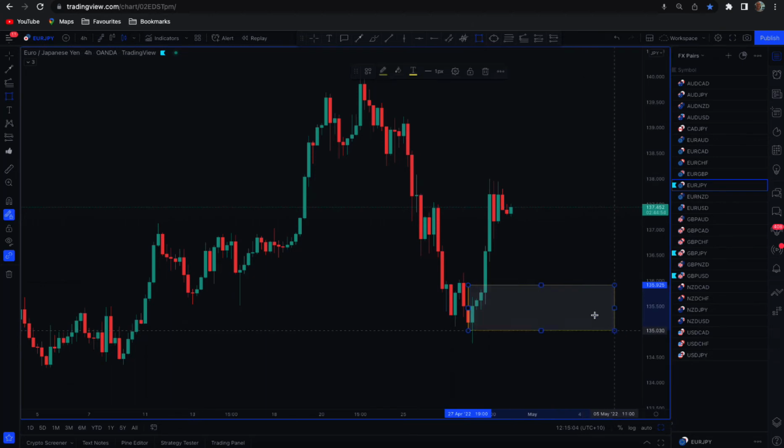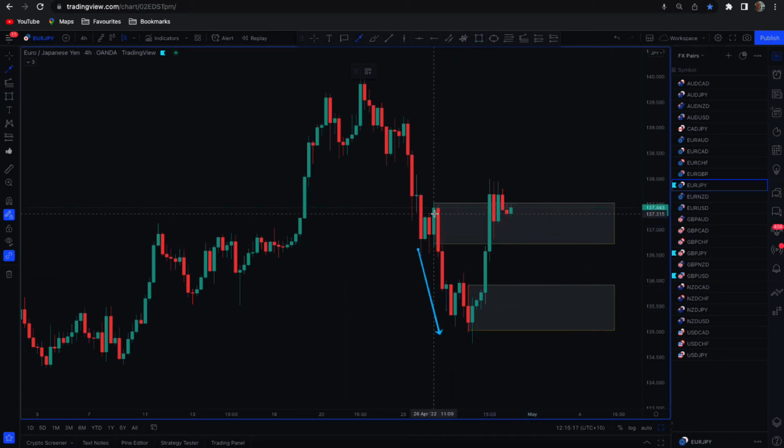So we've got this accumulation range down here. We've got a distribution level through here. This strong move to the downside. This is the range from which this move originated. Market trades back into it, and now we have this level, and I'm looking for that.